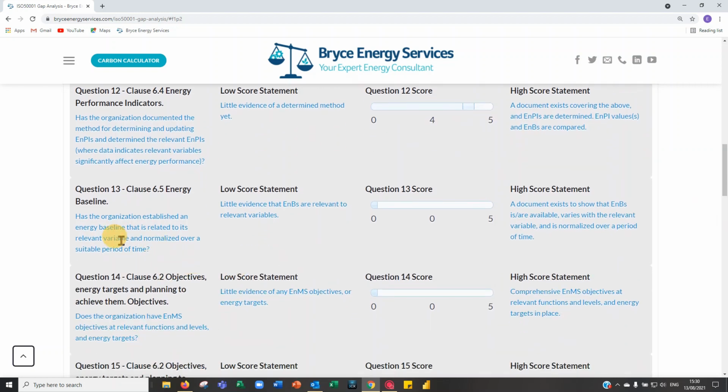Energy baseline. We talked about the energy review; this is the output of it, the energy baseline. Have you created a baseline energy use and normalized it? So for perhaps a given volume of product, this is what your baseline is, and this is what you'll be looking year on year to reduce to become more energy efficient.